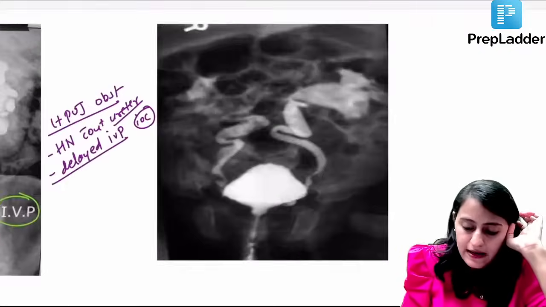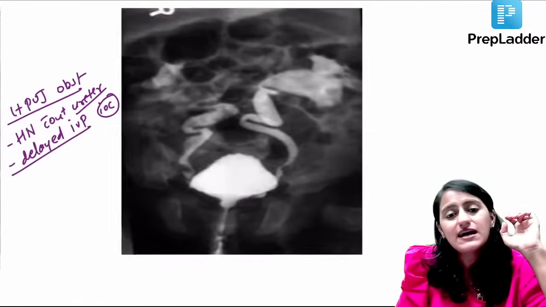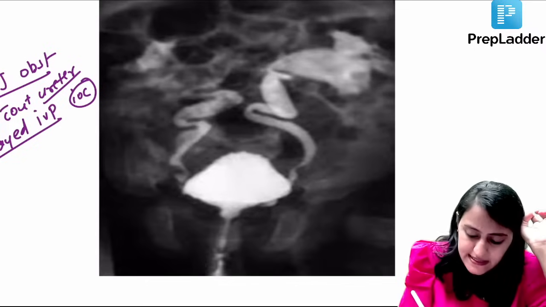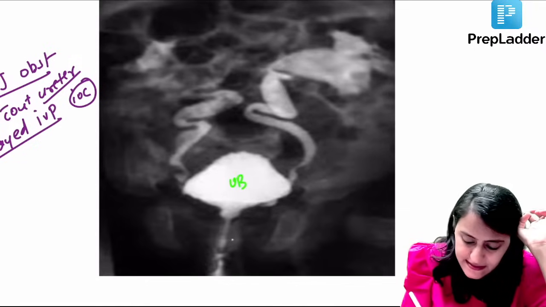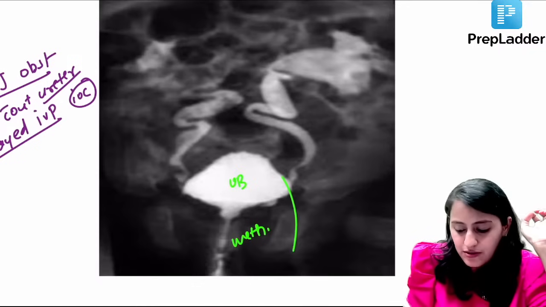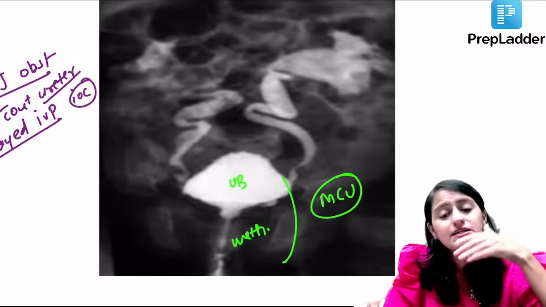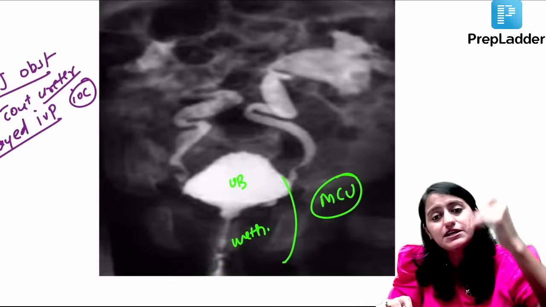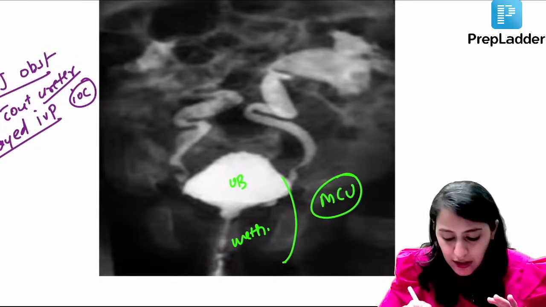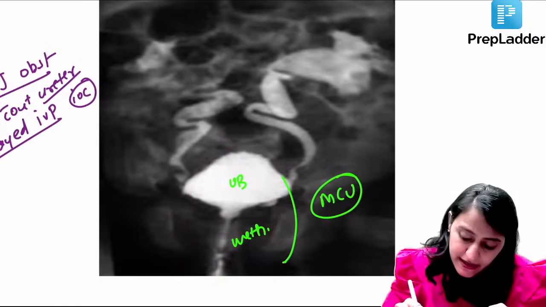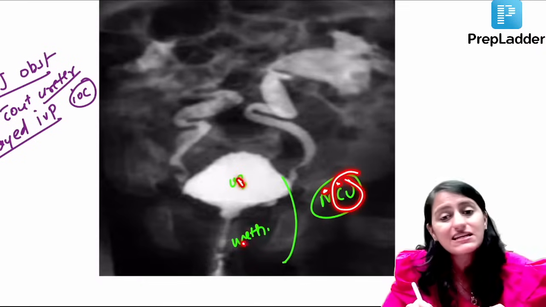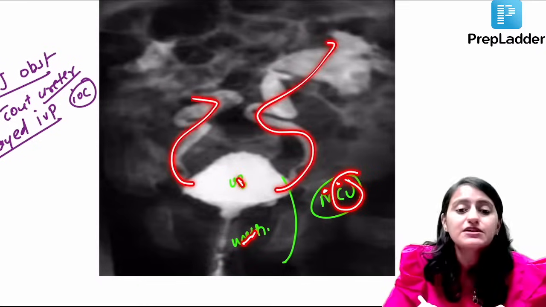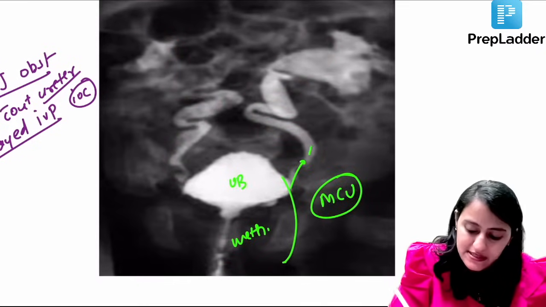And what is this one here? Is this an IVP? No. This is the bladder and this is the urethra seen. This is MCU. In IVP, you do not see the urethra, right? It is KUB, kidney, ureter, bladder. The urethra is not seen. So in MCU, the micturating cystourethrogram, this much should be seen. But you are also seeing the ureter and the kidneys.